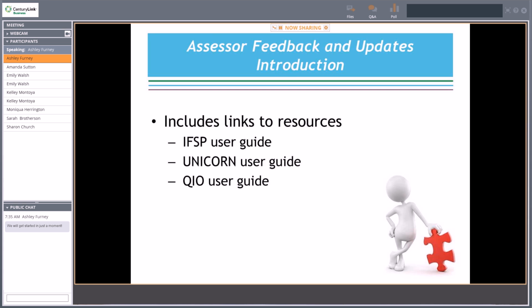Okay, well, if there aren't any other questions right now, we'll move on to discussing each section of the QIO and the updates that were made, and then some clarifications that will be helpful. So if you have questions or outstanding suggestions that you don't see addressed, go ahead and type them in, or just comment as we're on that slide. So we'll start with the introduction page, and the only update to this page was adding in the links to the IFSP, Unicorn, and QIO user guide.